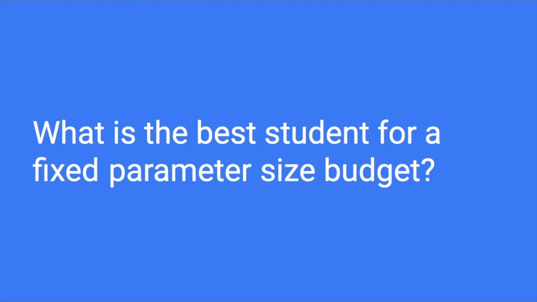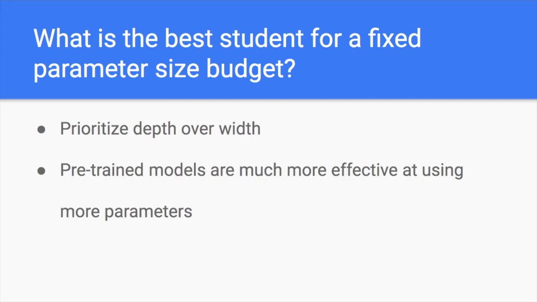Okay, third question: what is the best student for a fixed parameter size budget? For example, if you want to train a student, maybe with 100 million or maybe 10 million parameters, do you want to train a very deep and narrow neural network, or a wide and shallow neural network? The answer is you should prioritize depth over width. Always. The deeper neural network is always more powerful than the shallow but wide neural network.